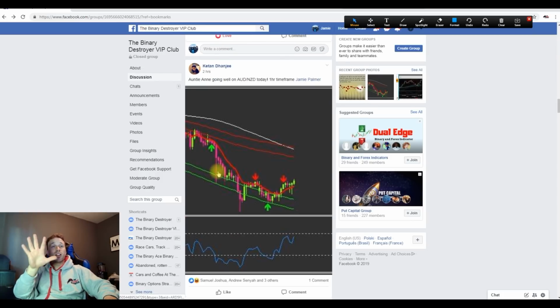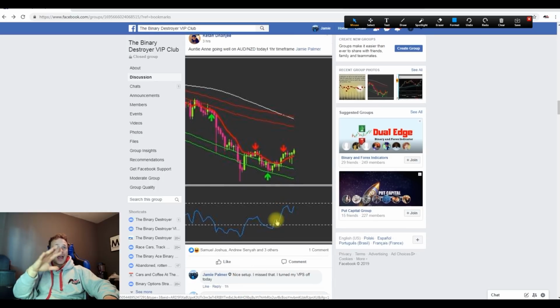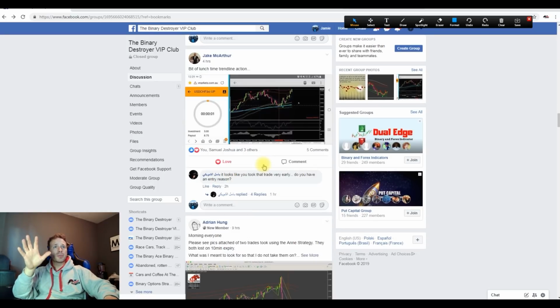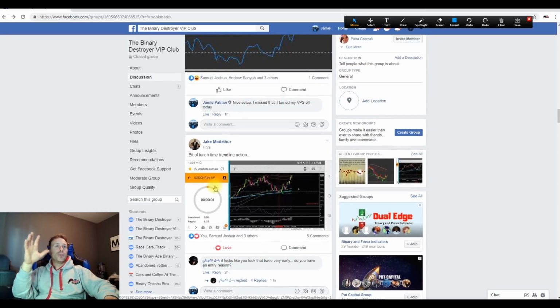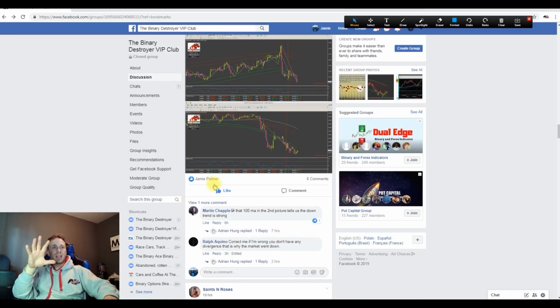Talking here, this is a nice trade that I took earlier today. Going well, AUD USD 1 hour time frame. So this is the 1 hour time frame on AUD NZD, and as you can see, nice beautiful trade, and a nice amount of pips made. Bit of lunchtime trend line action, nice win there.